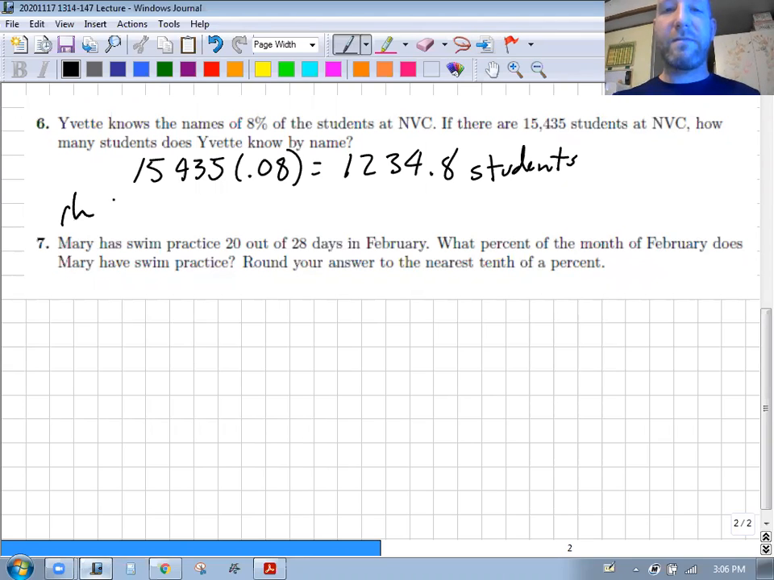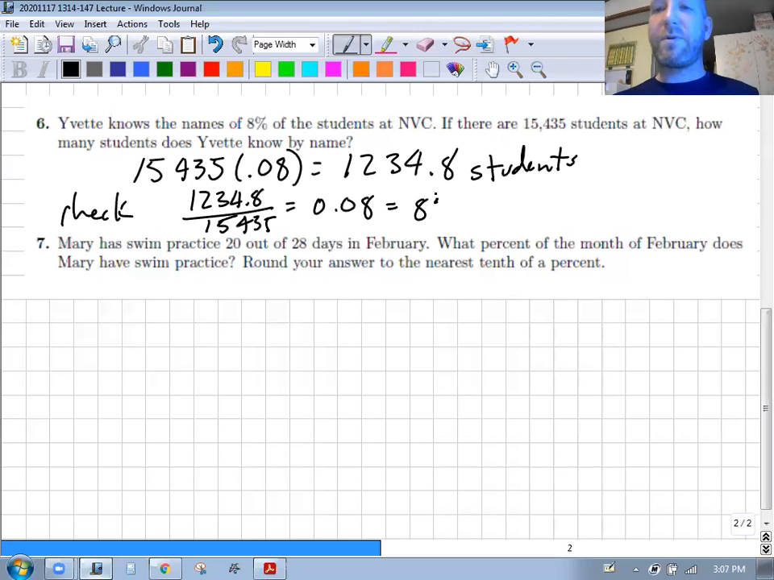We can check. She knows the names of this many students out of this many, 15,435. We should get 0.08. Let's see, 1,234.8 divided by 15,435. Yeah, I get 0.08 or 8%.